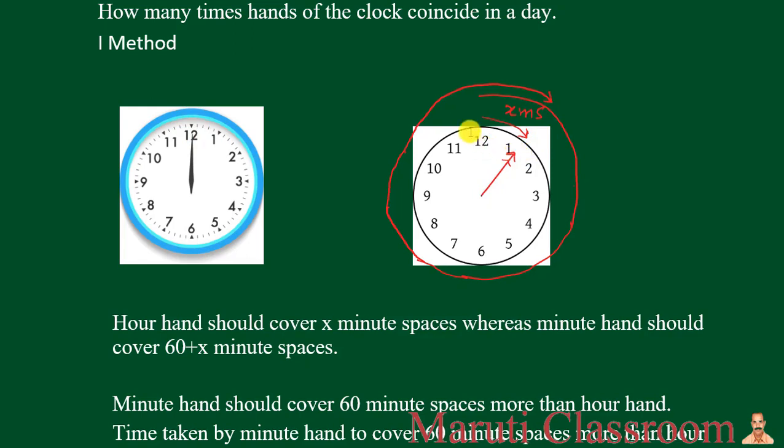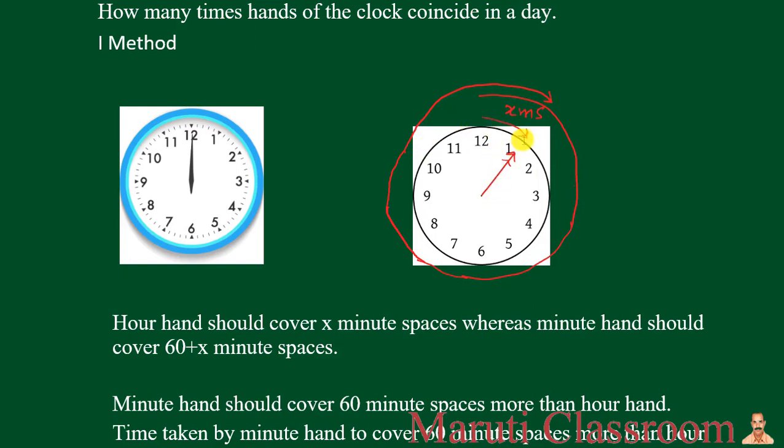And also assume the gap between 12 and this coincidence position contains x minute spaces. Tell me, to come to this position from the 12 o'clock position, how many minute spaces did the minute hand cover? From the 12 o'clock position to the 1 o'clock position, the minute hand covered 60 minute spaces.